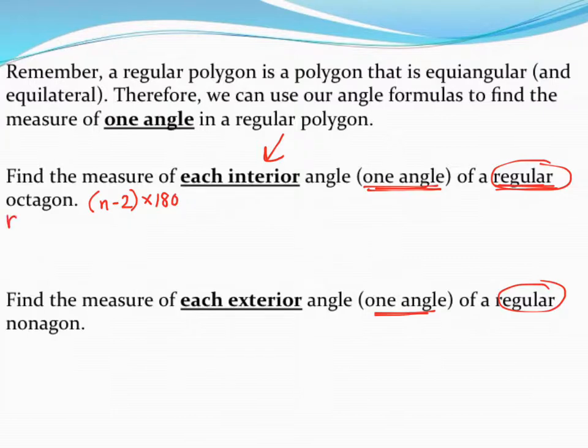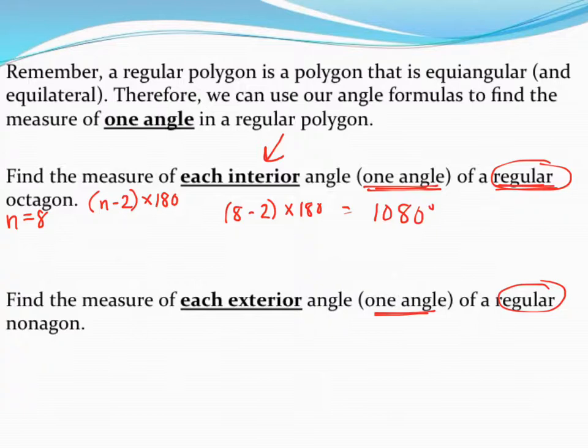So I'm working with an octagon. I know that has 8 sides. So the sum of the interior angles of the octagon is going to be n minus 2 times 180, which, if I do that calculation, will get me a sum of 1,080 degrees. So that's what all the angles add up to.